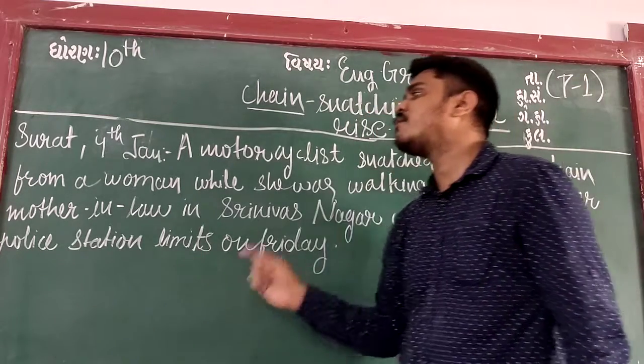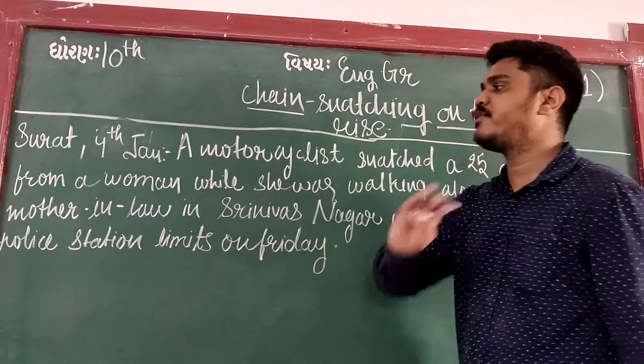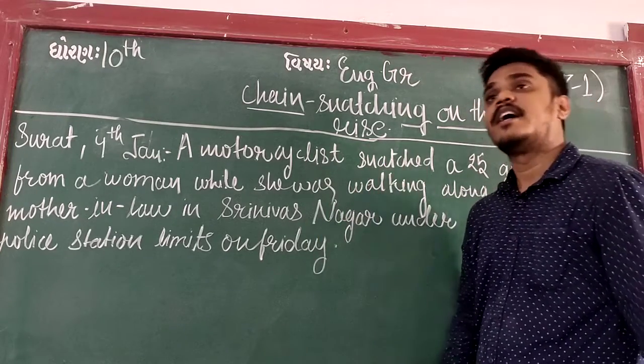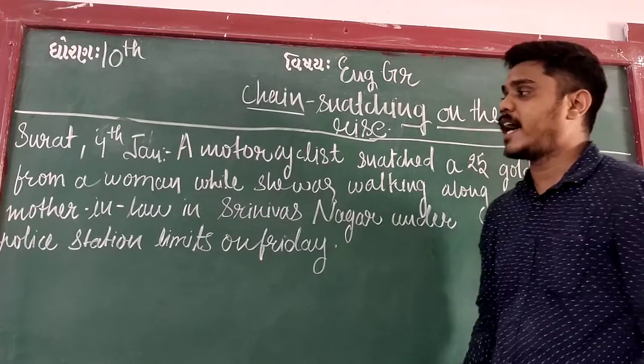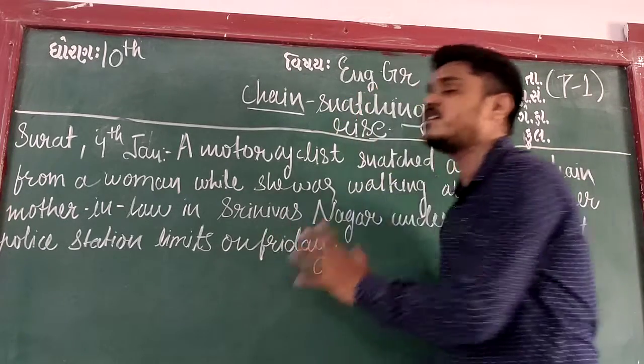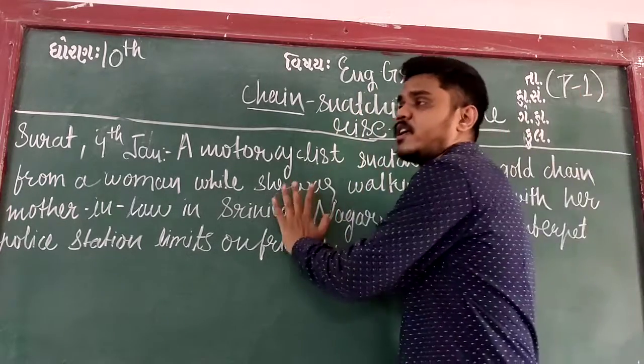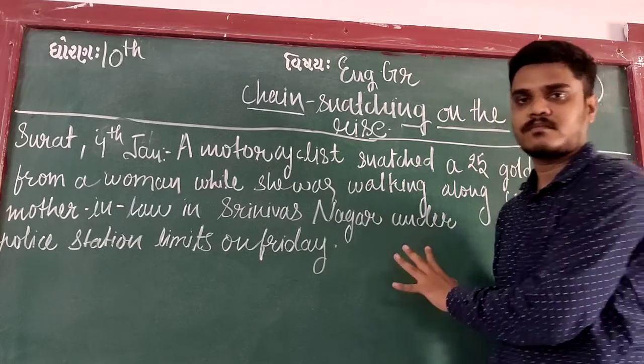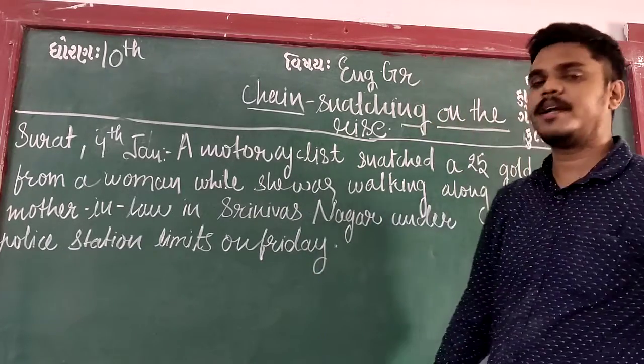Got it? Here our first para is over, and I have introduced the chain snatching. Now I will give the main body. I will write down the main body of the report in 4 to 5 or 6 lines.